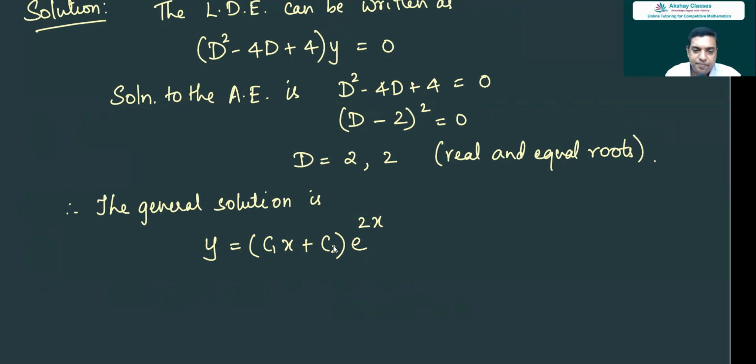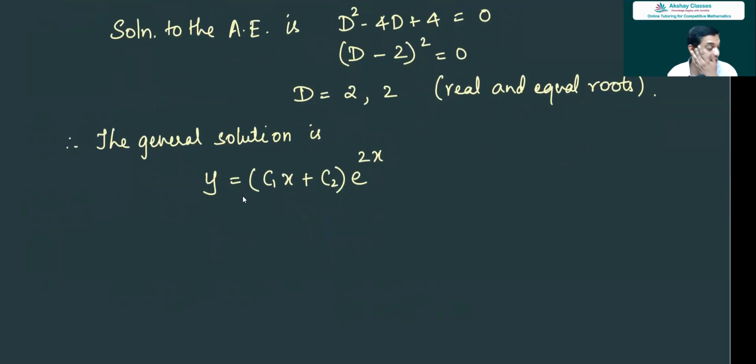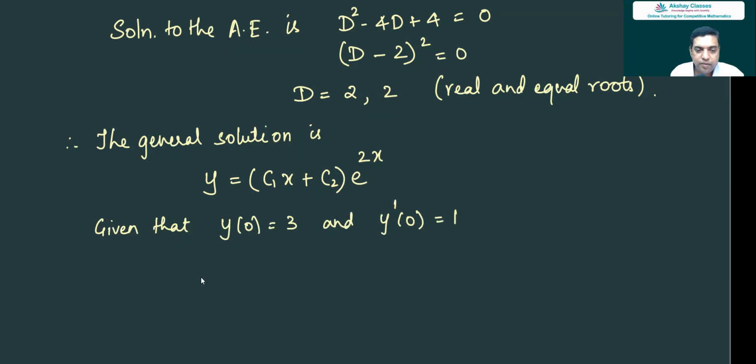Now, this is the general solution. Now, it is given that y of 0 equal to 3 and y dash 0 equal to 1. Now, y of 0 equal to 3 gives us 3 equal to c1 times 0 plus c2 times e power 0, which is 1. So we get c2 equal to 3.